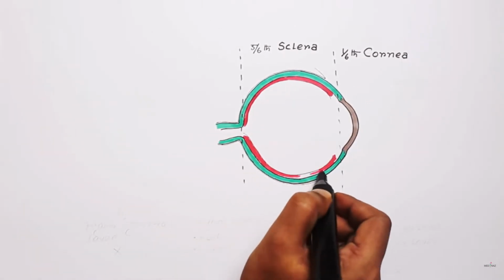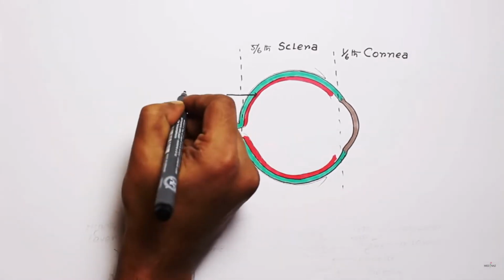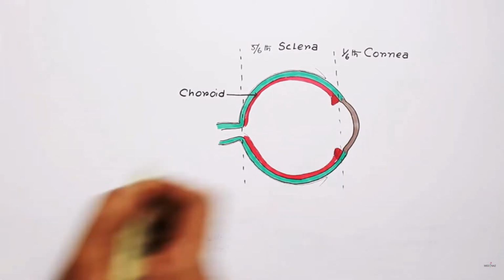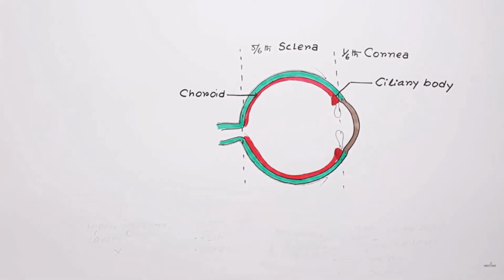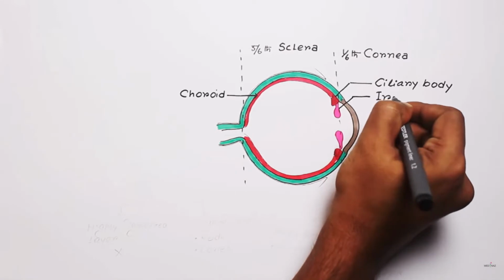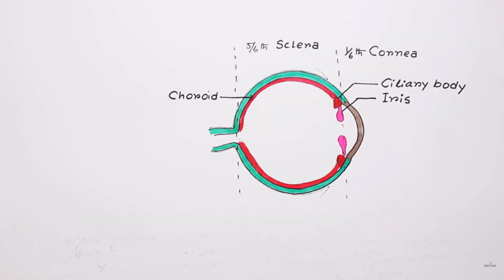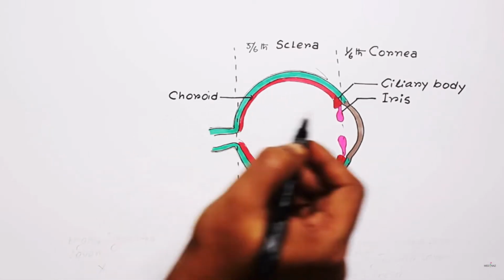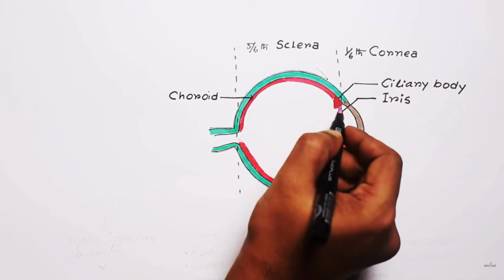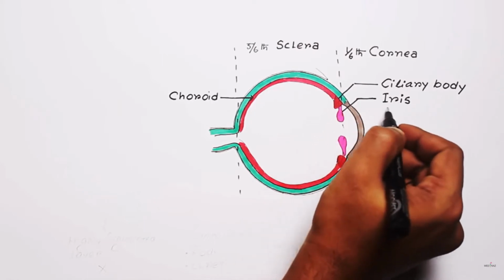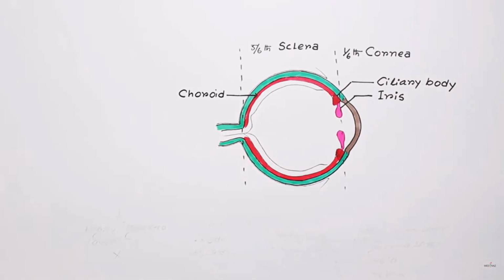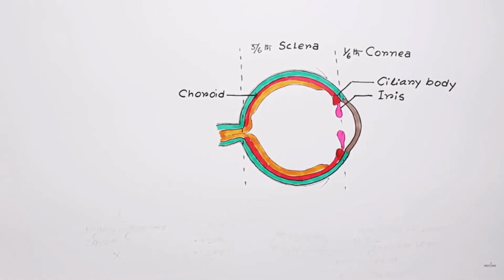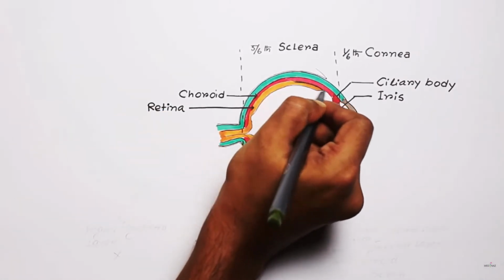The middle layer brings oxygen and nutrition to the other layers. This is called the choroid. The edge of the choroid is called the ciliary body. The most inner part is called the retina.